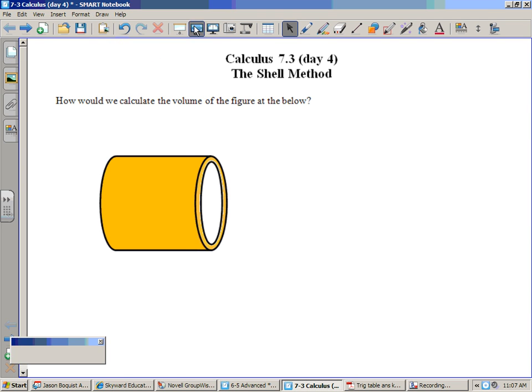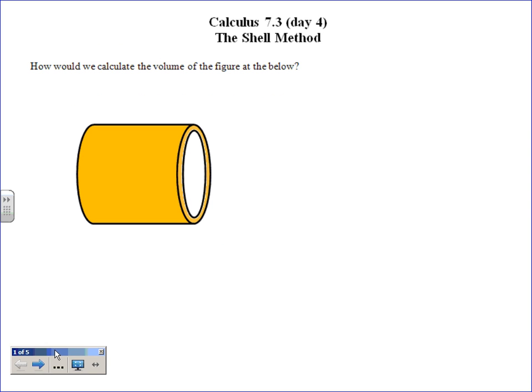Shell method. Basically, as I said earlier, it was probably brought up by somebody who didn't like doing disk method when it was dy. They would prefer to not have the rectangles perpendicular to the axis of revolution. They would prefer them to be parallel.